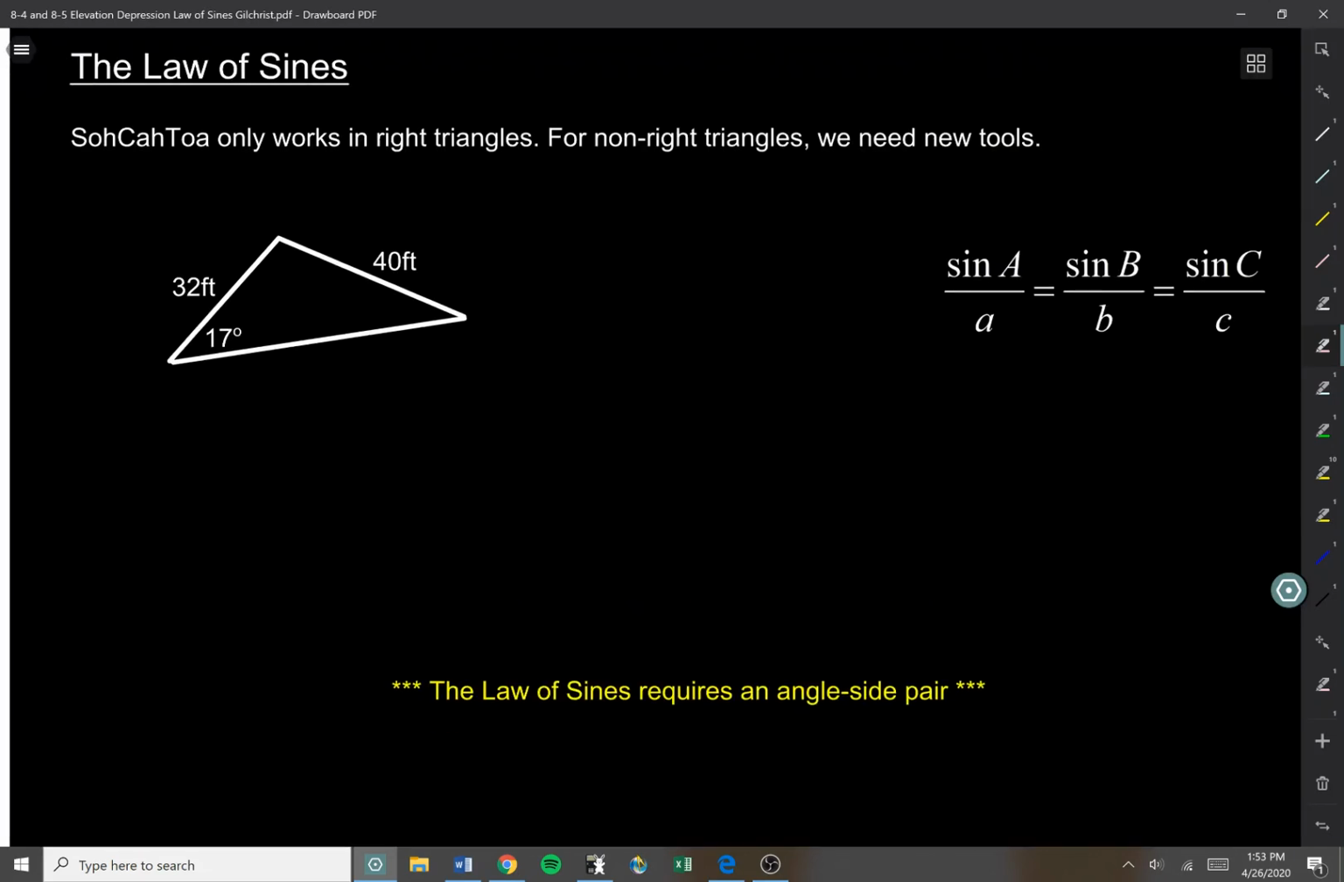Okay, next, law of sines. This is going to be the first half of section 8.5. The second half will come in the next video. So SOHCAHTOA only works in right triangles. For non-right triangles, we have to have other ways to solve a triangle.